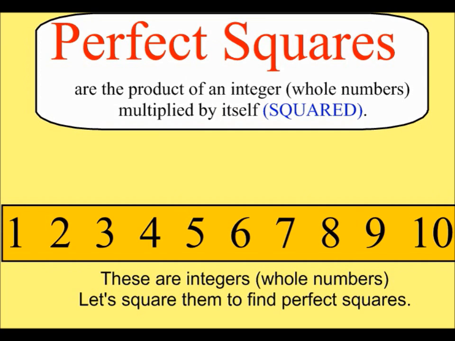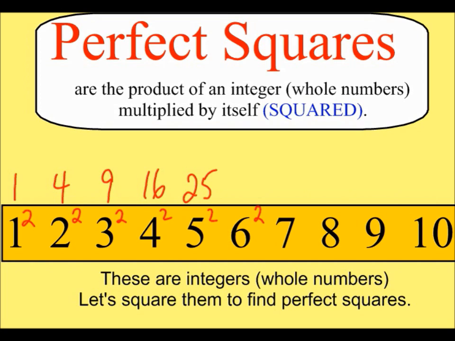So if you take a whole number 1 and you square it, you get 1. 1 is a perfect square. If you take 2 and square it, or multiply it by itself, 4 is a perfect square. If you take 3 and square it, you get 9. 9 is a perfect square. 16 is a perfect square. 5 squared, 5 times 5 is 25. 25 is a perfect square.